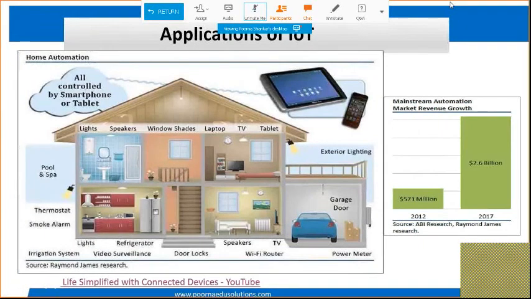And then the brilliant one is all about the smart home. The lights, the speakers, the window shades, the laptops, the TVs, the tablets, everything is connected with the internet. It has a thermostat for controlling the temperature. It has a smoke alarm, which will tell you when it goes beyond a limit, and it has a pool and spa, where sensors are also used for water levels. And then the exterior lighting.